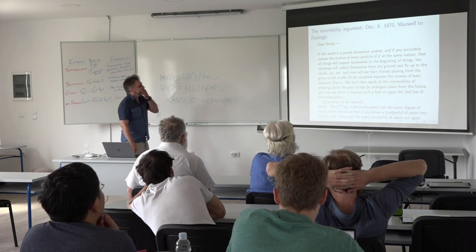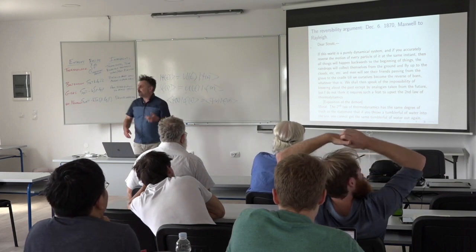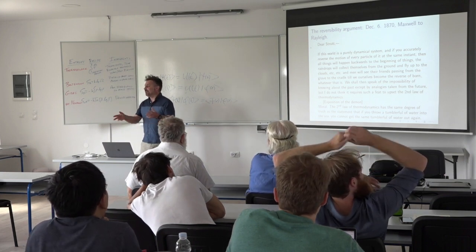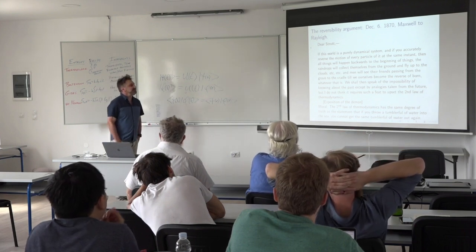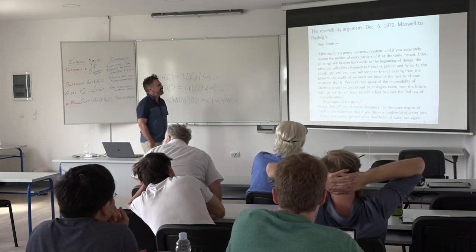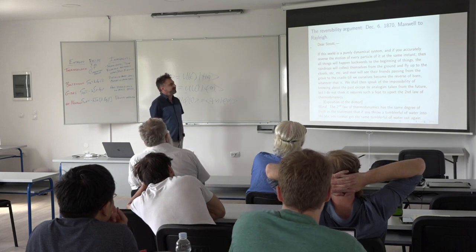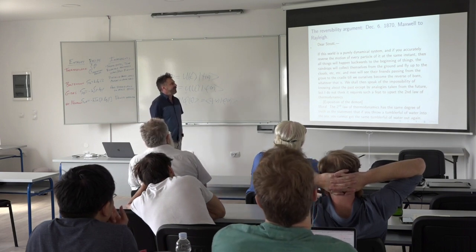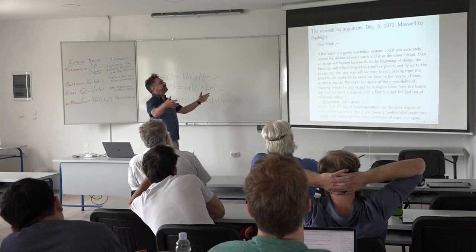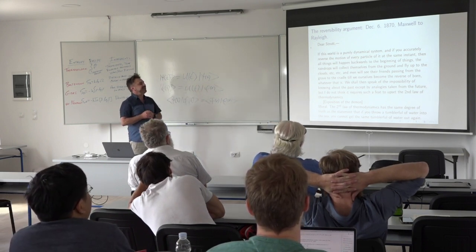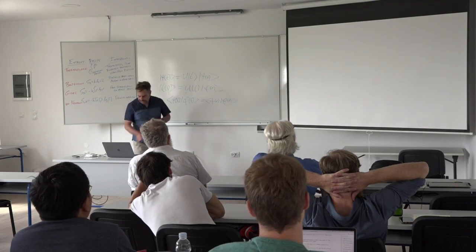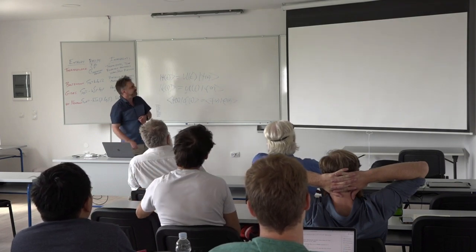So I love this. Dear Strutt, and there's no hi, how are you, how are the kids or something like that. Dear Strutt, if this world is purely a purely dynamical system and if you accurately reverse the motion of every particle at the same instant, then all things will happen backwards to the beginning of things. The raindrops will collect themselves in the ground and fly to the cloud, etc.